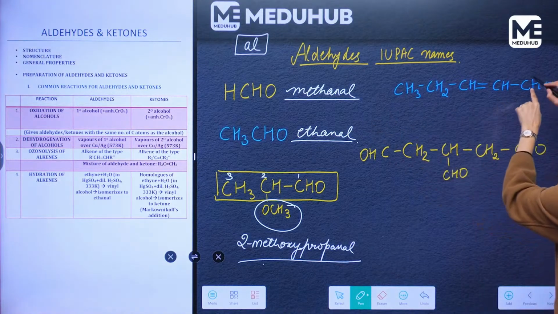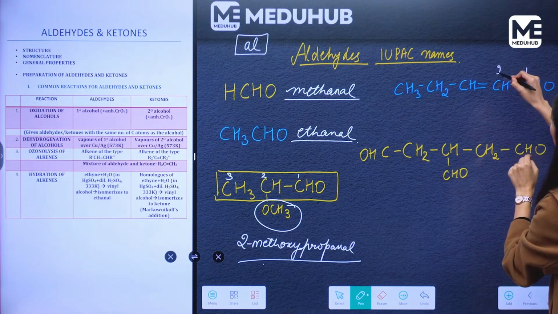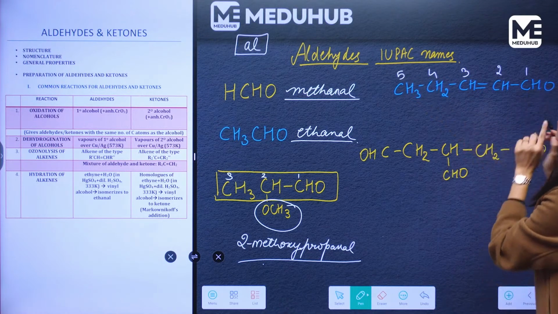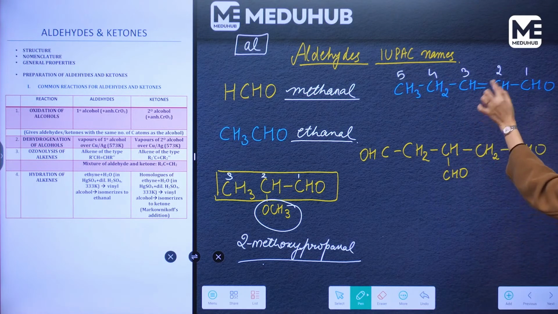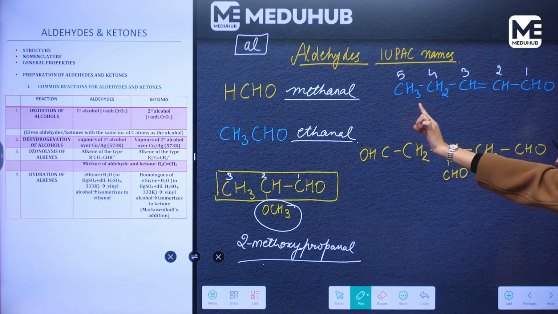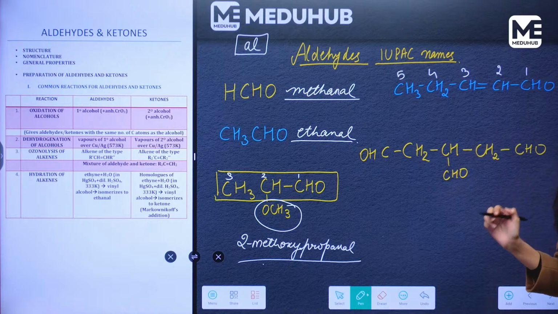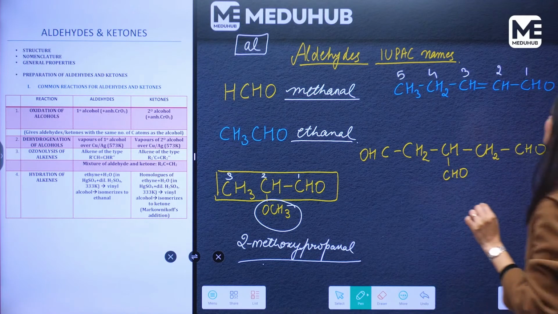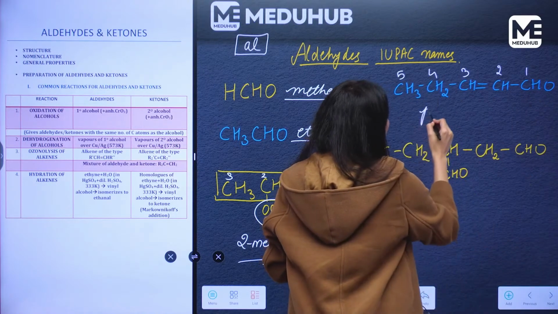See the longest carbon chain, 1, 2, 3, 4, 5. Now there is a double bond between carbon 2 and carbon 3 here, and this is a 5 carbon chain. So this is a pentene. The pentene has an aldehyde group at the first carbon. So this will be pent.